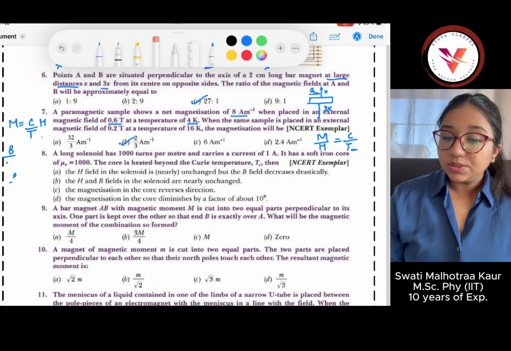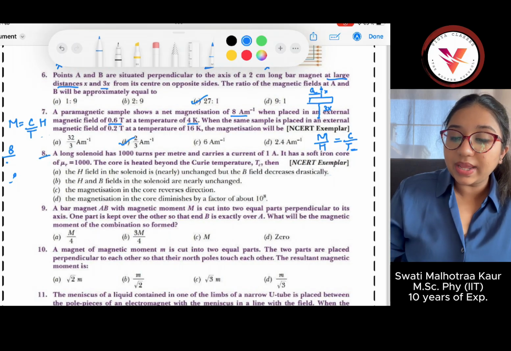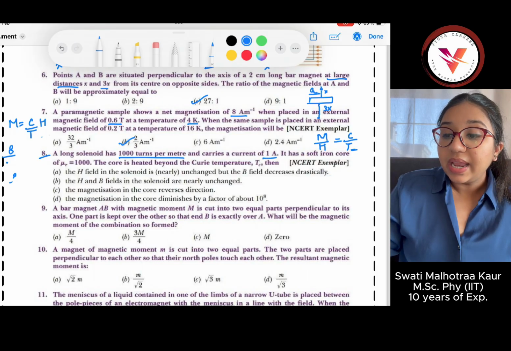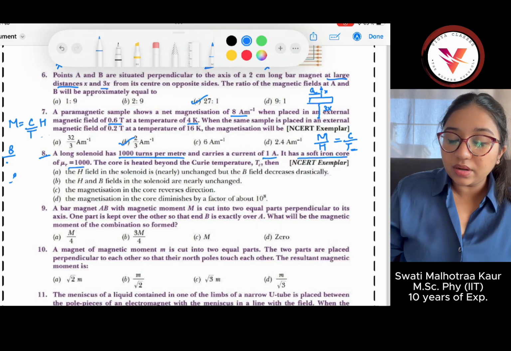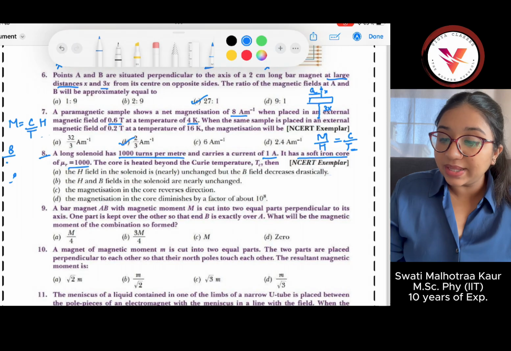Okay. So in the next question, number 8, you have a long solenoid that has 1000 turns per meter and carries a current of 1 ampere. It has a soft iron core of mu r 1000. The core is heated beyond the Curie temperature Tc. Then what will happen? The H of the solenoid is unchanged, but the B decreases drastically, and H and B fields in the solenoid are nearly unchanged.